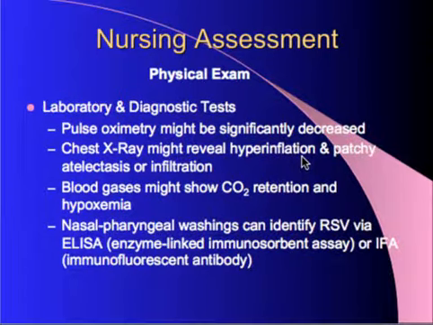For the lab and diagnostic tests, pulse oximetry might show that it's significantly decreased. A chest x-ray might reveal hyperinflation and patchy atelectasis or infiltration in the lungs. Blood gases might show CO2 retention and hypoxemia. And the nasopharyngeal washings or swab can identify RSV via the ELISA, enzyme-linked immunosorbent assay, or IFA, immunofluorescent antibody.